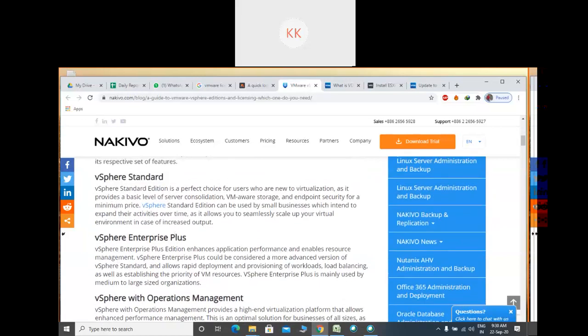Let us summarize this. vSphere Standard Edition is a perfect choice for users who are new to virtualization. It provides the basic level of server consolidation. Now the question is, do you have the idea of server consolidation, or what is meant by consolidation? Please let me know. What is consolidation?